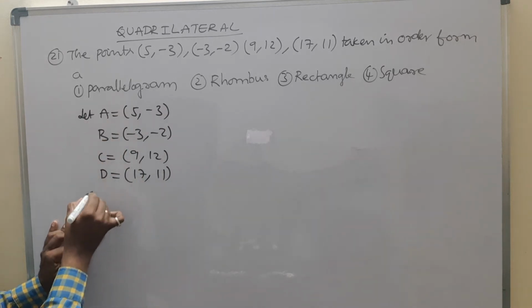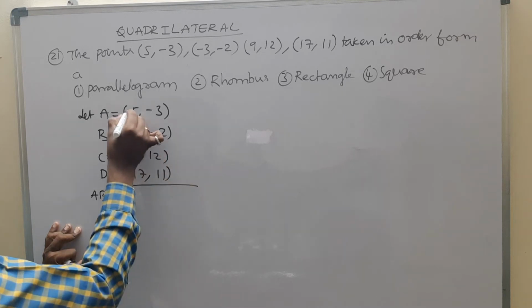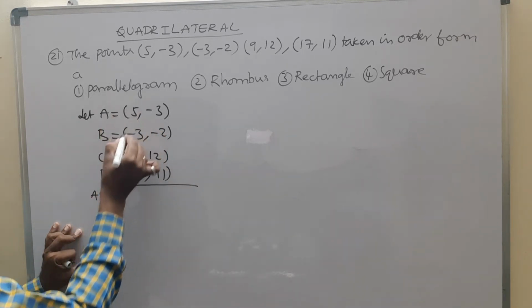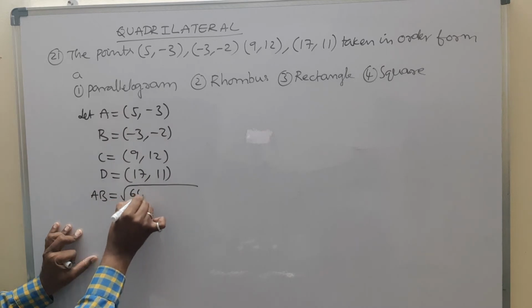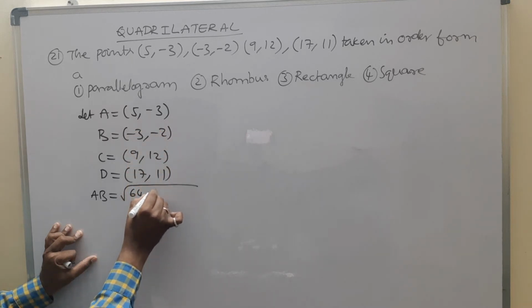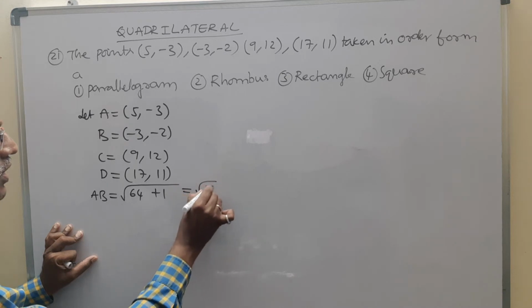First, to find the length of AB, apply the distance between two points formula. 5 minus of minus 3 plus 3, 5 plus 3 equals 8, 8 squared is 64. Minus 3 minus of minus 2 plus 2, minus 3 plus 2 is minus 1, whole square is 1. This result equals square root of 65.